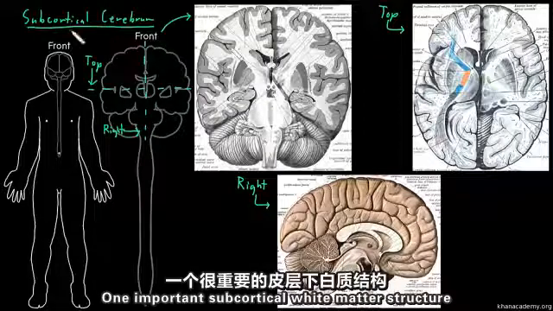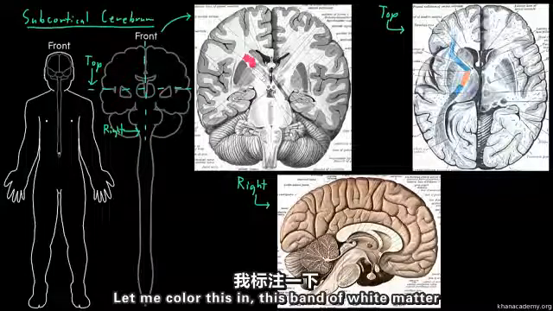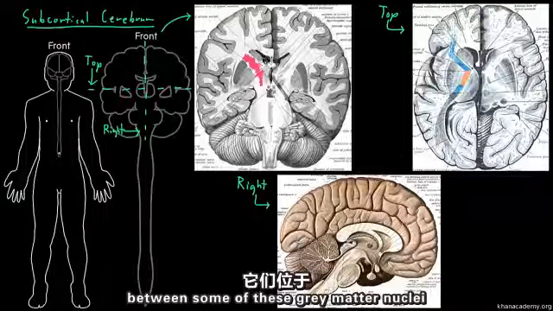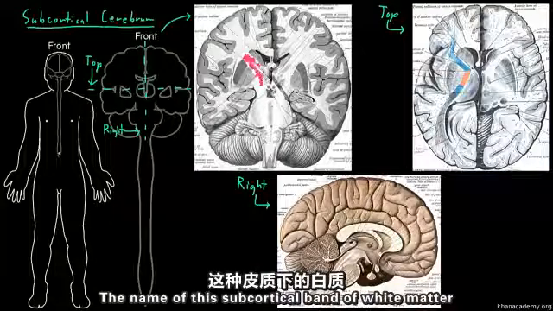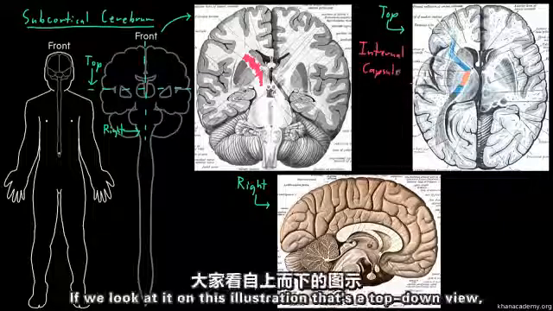One important subcortical white matter structure deep in the cerebrum is this one right here. Let me color this in. This band of white matter that's going deep in the cerebrum between some of these gray matter nuclei that are deep in the cerebrum. And the name of this subcortical band of white matter is called the internal capsule. I'll write that right here. Internal capsule. And if we look at it on this illustration, that's a top-down view.